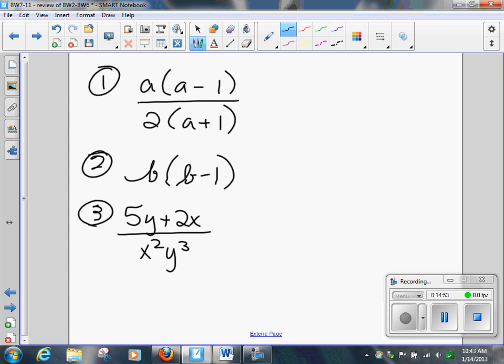Some of you, for number 3, you had 2x plus 5y. That was totally fine. Commutative property of addition says that it's okay to switch those around. And then number 4, y'all's number 4, ends up being this thing right here. X squared minus x minus 5, all of that over x times the quantity x minus 1.